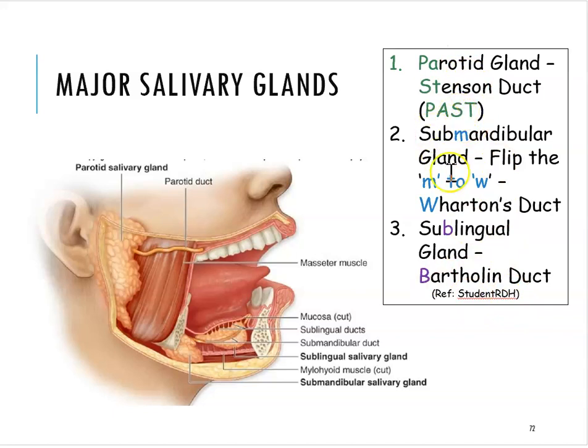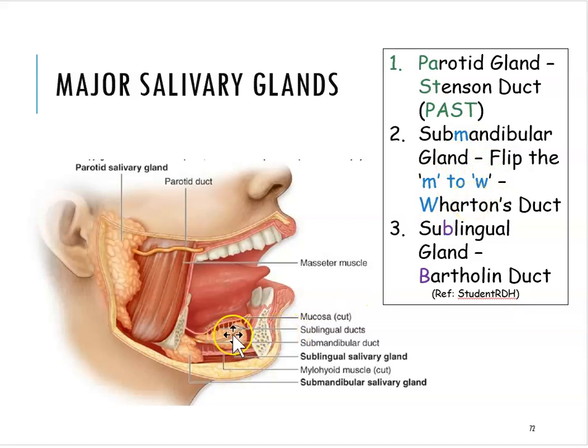We have the submandibular gland. So the submandibular gland is right under the mandible, sub for underneath. Okay, so it's near the mandible. And then it has a submandibular duct, or it has a Wharton's duct. And again, how can you remember this? Well, the M in submandibular, flip it, and you get a W. The W is for Wharton's.